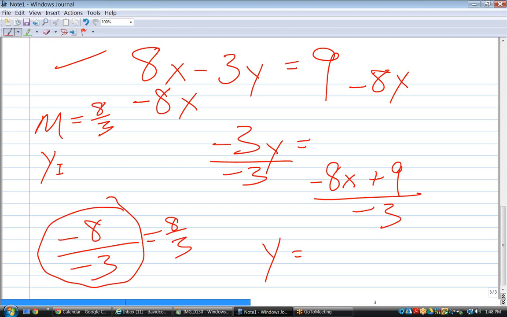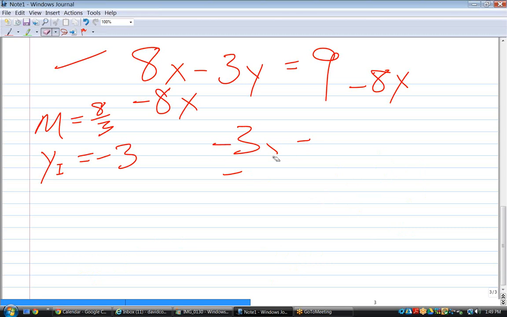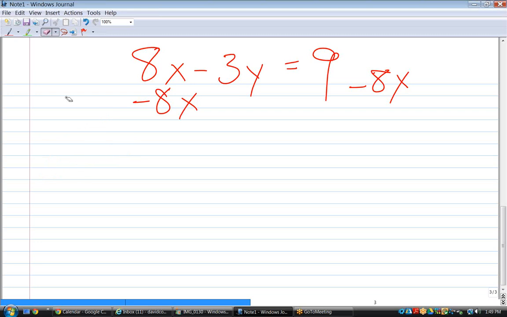What's the y-intercept? It's 9. I mean, sorry about that. What is it? What's the y-intercept? It's 3. Negative 3. Negative 3. There's a definite tendency for you to drop signs. I'm going to put a string on his finger.